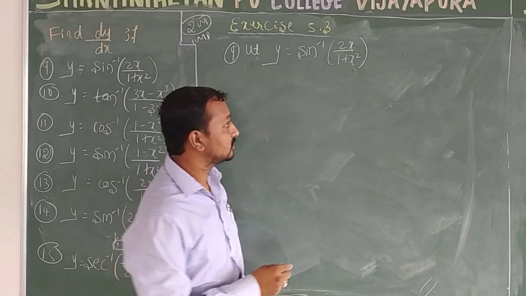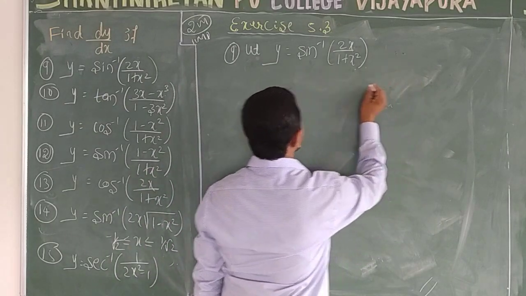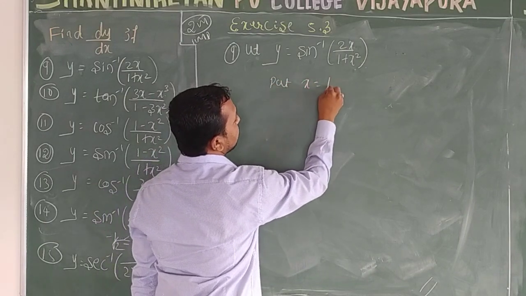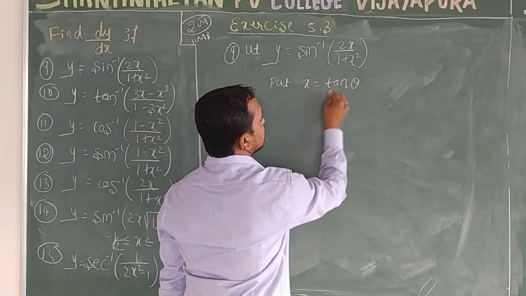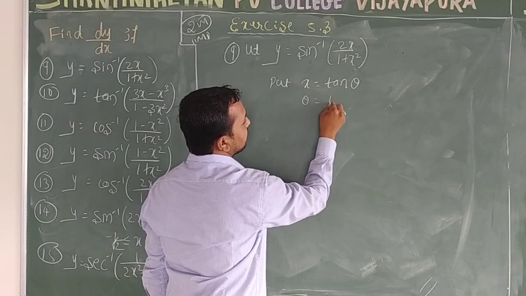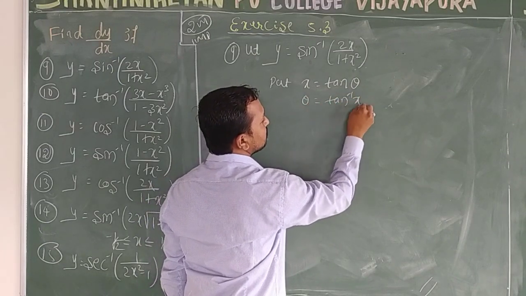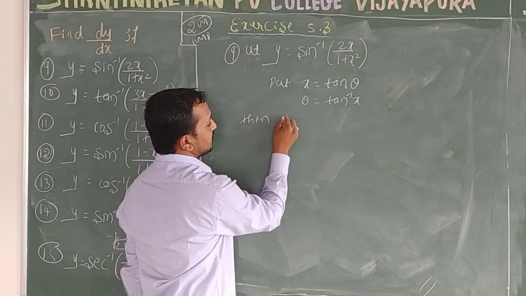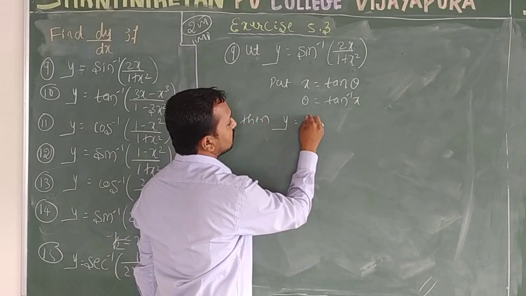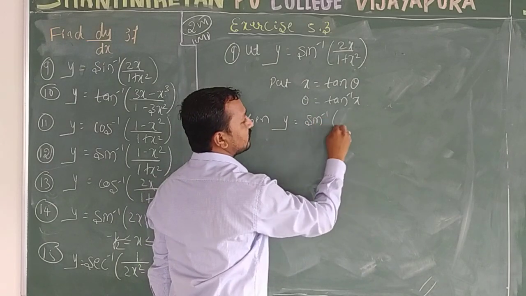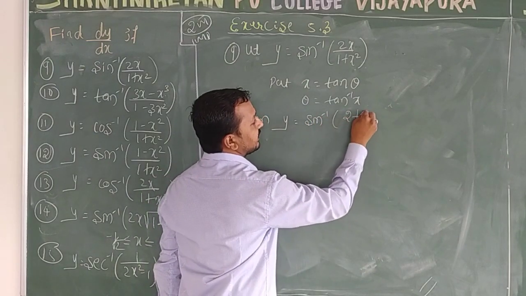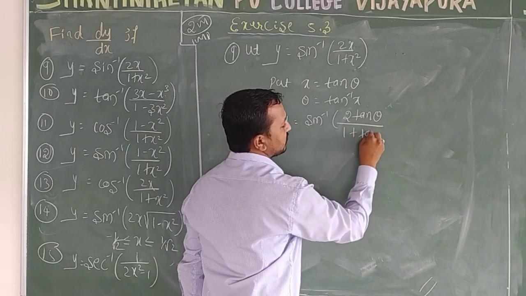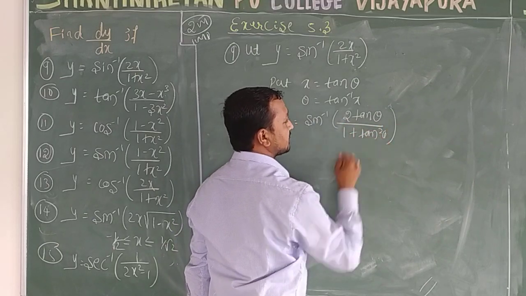So here put x equal to tan theta. This implies that theta is equal to tan inverse of x. Okay, then your expression y is equal to sin inverse of 2 tan theta divided by 1 plus tan square theta.